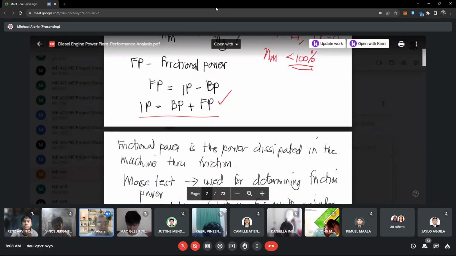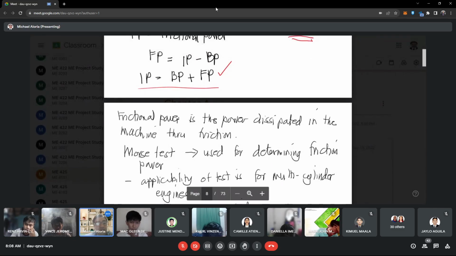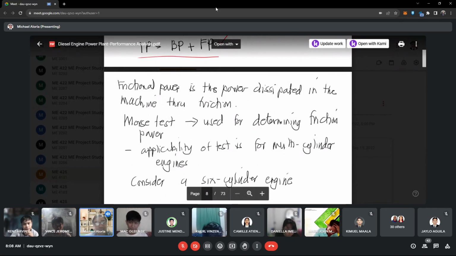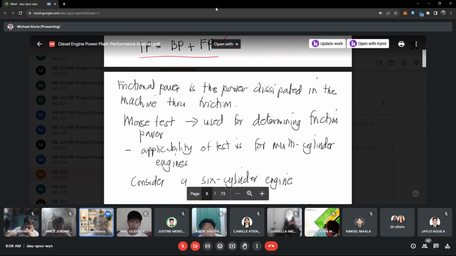No? So, ano yung definition natin sa frictional power? Friction power is the power dissipated in the machine through friction. Okay, by Morse test, we can determine the friction power. The applicability of the test is for multi-cylinder engines. Okay, Morse test is being used for multi-cylinder engines.